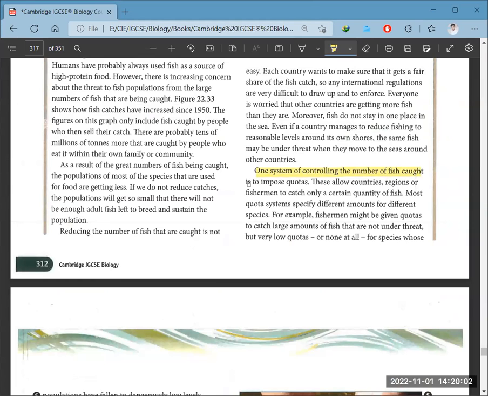Right, Ayan, read from here, quick. One system of controlling the number of fish caught is to impose quotas. These allow countries, regions, or fishermen to catch only a certain quantity of fish. Perfect. So what this does is prevent over harvesting. What is over harvesting? That's what we saw here. Over harvesting, a reason for endangered species, is that if you take out too many fish from the ecosystem, then that can cause them to become extinct. So we impose quotas that prevent over harvesting, and they can only catch a certain quantity of fish.